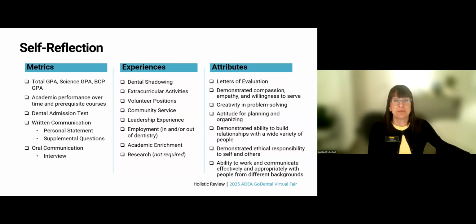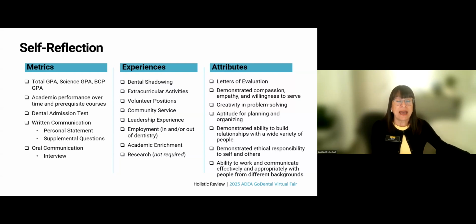Next, let's move to experiences. Admissions committees will be looking at your experiences and specifically as they relate to your undergraduate career. Now, one is dental shadowing, also your extracurricular activities that you chose to engage in, both in and outside of undergrad. Also, they'll be evaluating your volunteer positions or experiences, and also how you engage as it relates to community service. Also, an important component under the experience is your leadership experience.